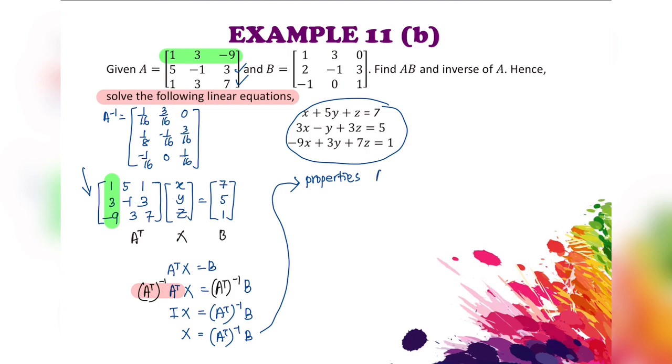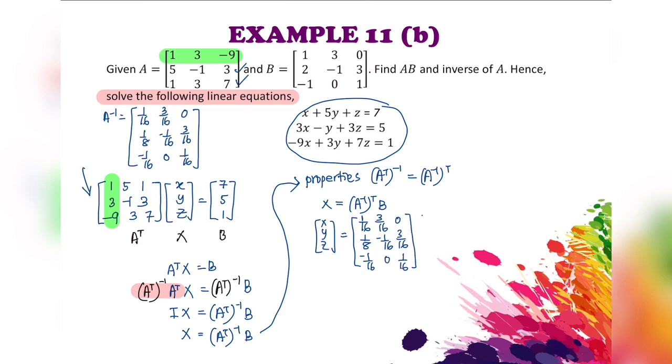where the inverse of A transpose can also be written as the transpose of A inverse. So that means I can rewrite this equation into X equals the transpose of A inverse multiplied by B. So X, Y, Z is equal to 1 over 16, 3 over 16, 0, 1 over 8, negative 1 over 16, 3 over 16, negative 1 over 16, 0 and 1 over 16. And our matrix B is 7, 5, 1.